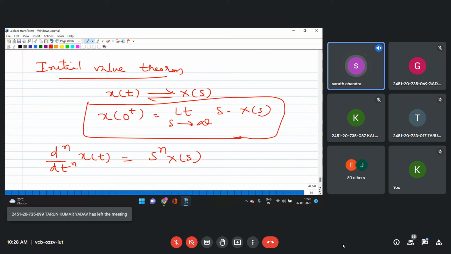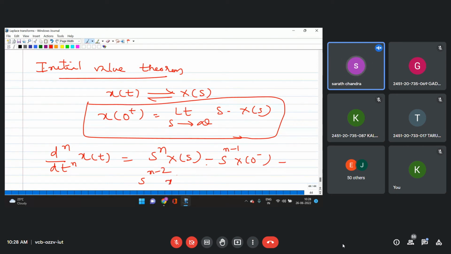So when is this valid? This is not exactly the property, but the actual property has a continuation to it. The initial values, we will generally neglect, right? It should be s^(n-1) into x of 0 minus, then the one before that, minus s^(n-2) into x1 of 0 minus, right? And this goes on like this.